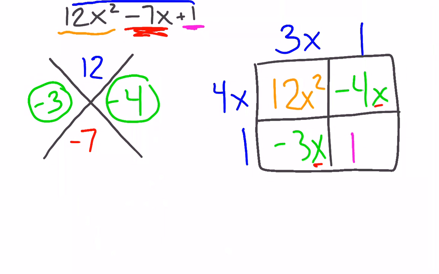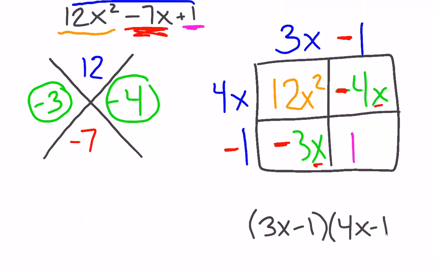Remember, we have to be careful with our signs. If there's a negative in one of the boxes, then the box next to it is going to be negative. So if this negative 3, it's pulled outside, and that becomes a minus. So now I have factored, and that means that 3x minus 1 times 4x minus 1 is equal to what I started with, which was 12x squared minus 7x plus 1.